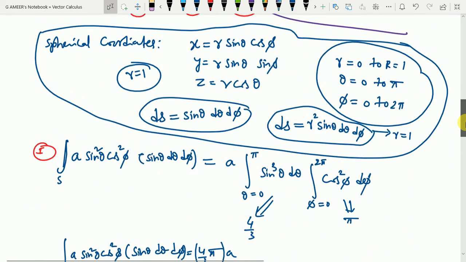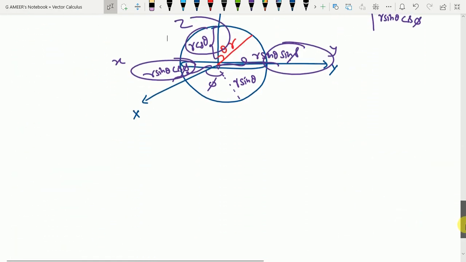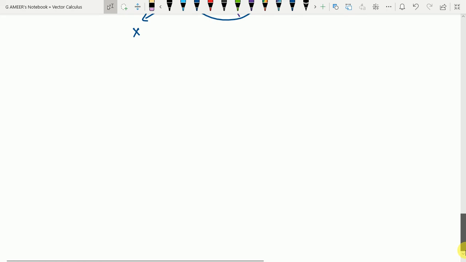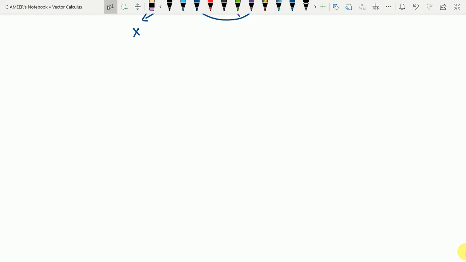Okay. So this is the way of solving the problems. Let us take another problem that you try yourself, or otherwise I will solve it. Let us take another problem, problem number 2. Again it will be based on the sphere only.